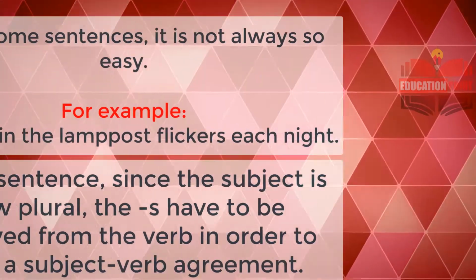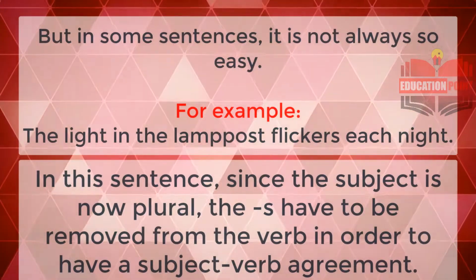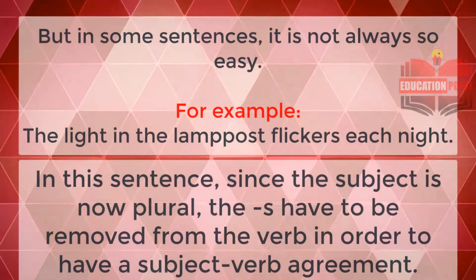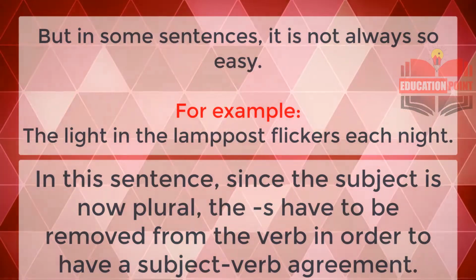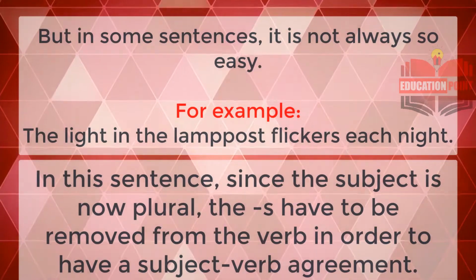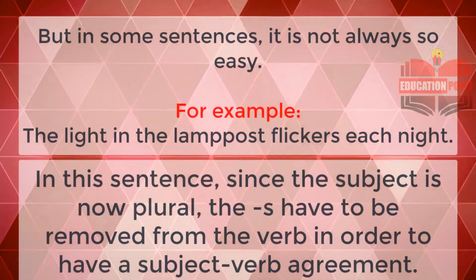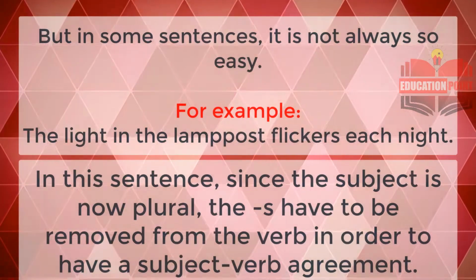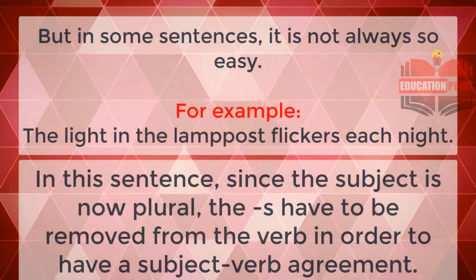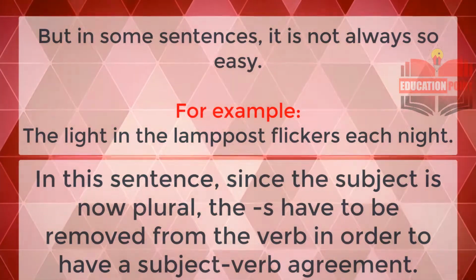Here in this sentence, the subject is light, which is singular. Therefore, the verb that describes the action of the subject must also be singular, that is, flickers. But if the subject was plural, the verb should have been changed to agree with the subject, right? For example, if instead of light, we use lights: "The lights in the lamppost flicker each night."